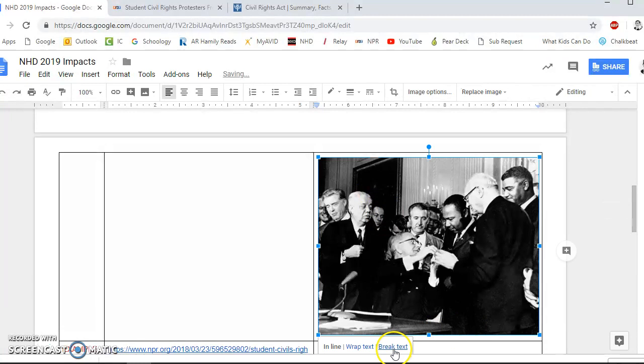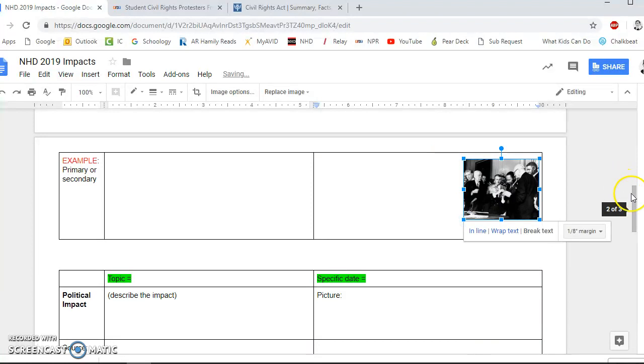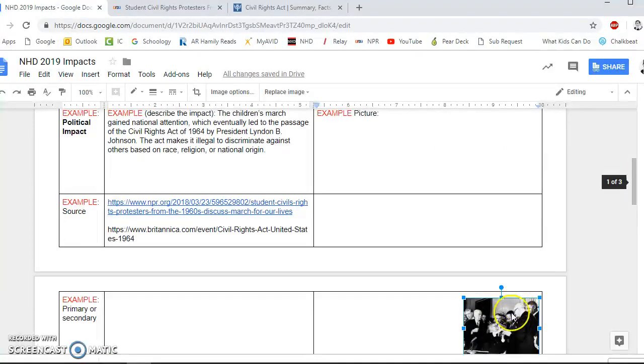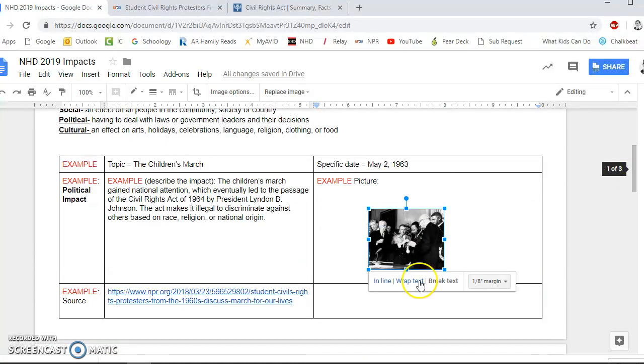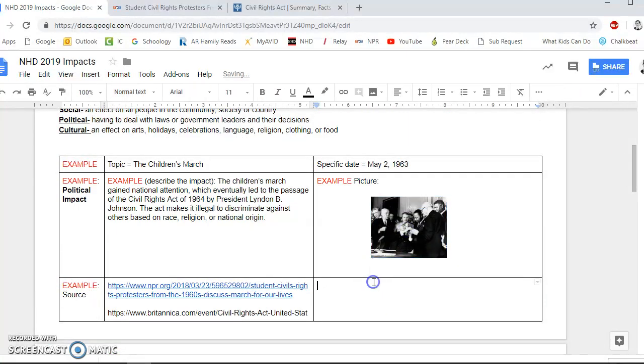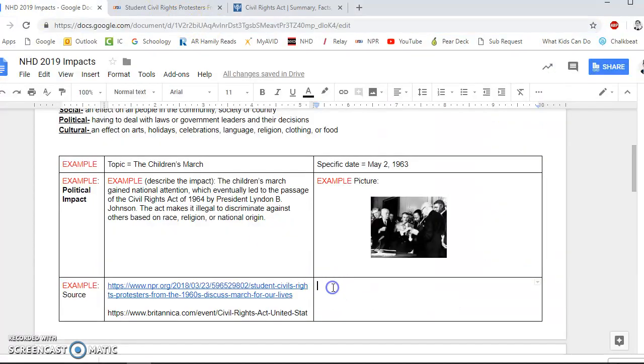Oops, way too big. I'm going to go ahead and resize this a little bit first. Great. And I know that this was the same website, so again, I can just Control-C, copy, Control-V to paste. Perfect. There we go.